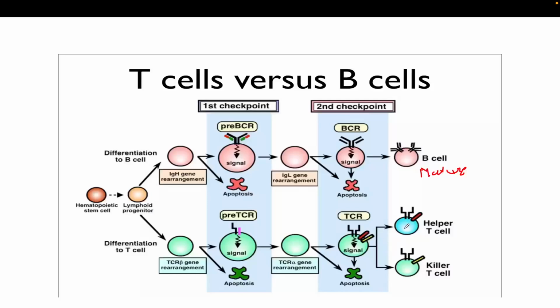And in the thymus, some of the T cells will divide into helper T cells, and some will become killer T cells, or the cytotoxic T cells. So this is the whole process of the development of T as well as B cells.